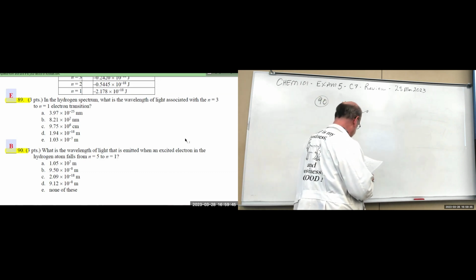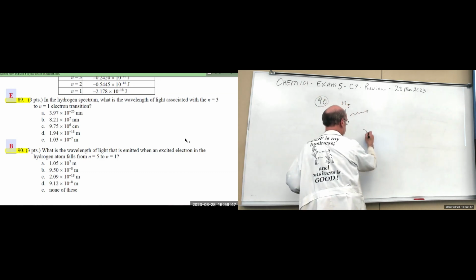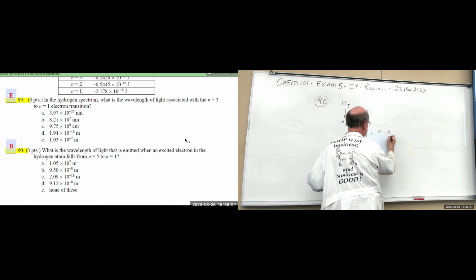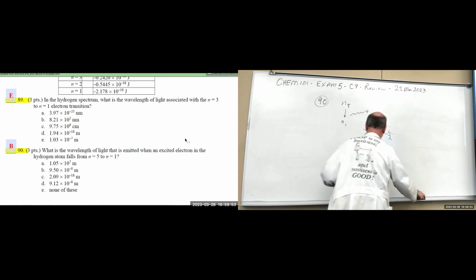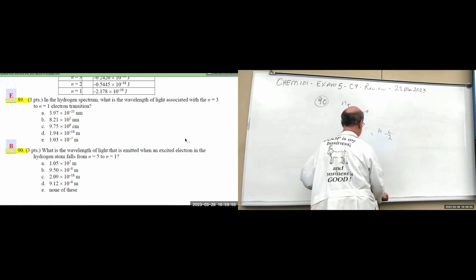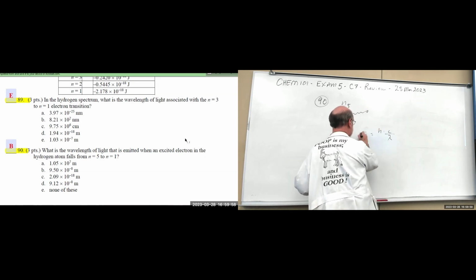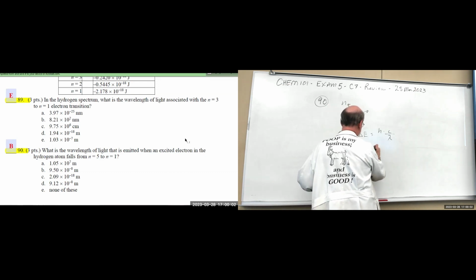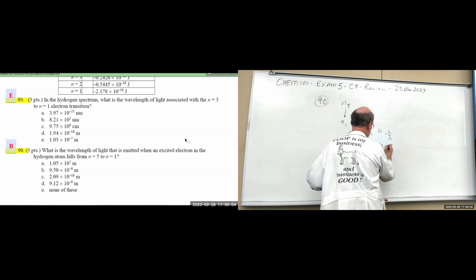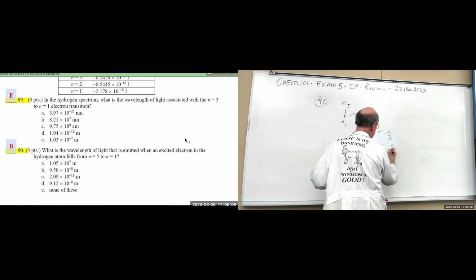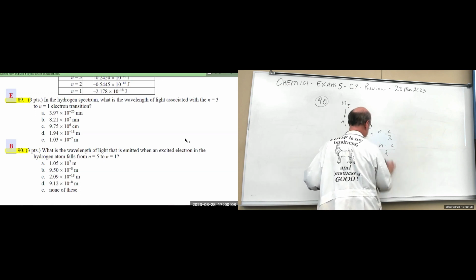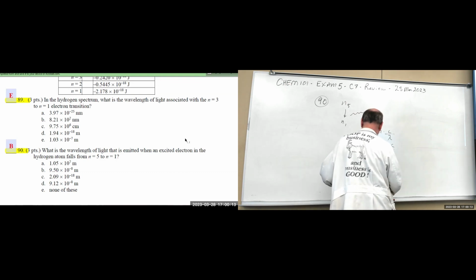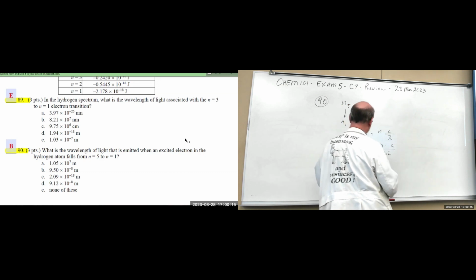Okay, so it's basically the same thing. We set up, just like we did before, the wavelength equals H times C over the change in energy. So wavelength is equal to Planck's constant times speed of light divided by the change in energy. Okay, so what's the change in energy?